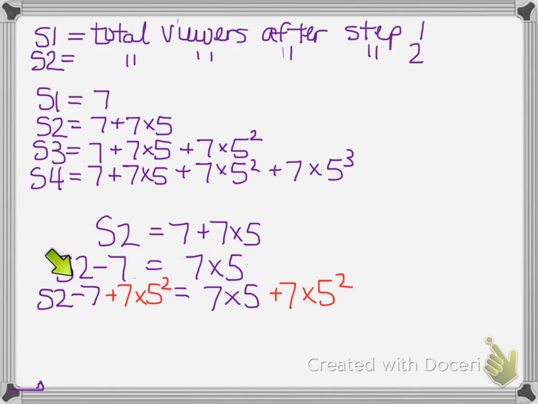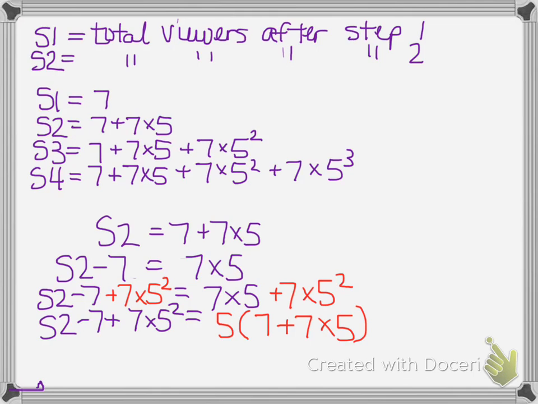All right, so now I've got a new equation here and here. And now I'm looking for this expression here. I'll show you how we're going to find it. We're going to leave the left side of this equation alone. So I've got S2 minus 7 plus 7 times 5 squared is equal to, and this time I'm going to factor a 5 out of that expression, and I'm going to get 5 times 7 plus 7 times 5.